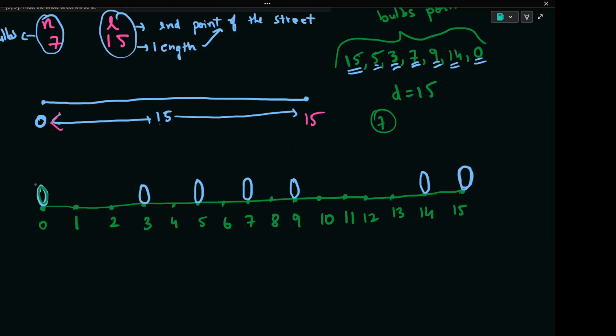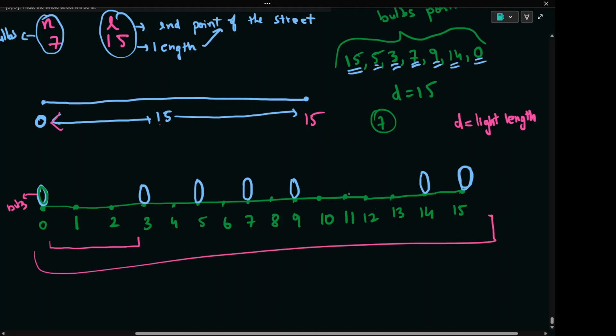Any ideas? These are the bulbs. And this is the distance between each bulb, right? So we have to minimize this D. What is this D? Light length. Till where the bulb can emit the light. We have to minimize this such that the whole street is lit. This is the whole street. It should be lit. There should be no point such that there is no light.